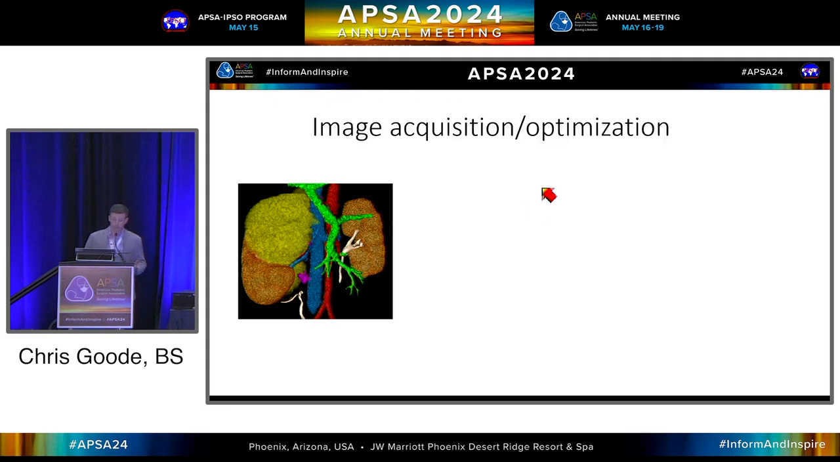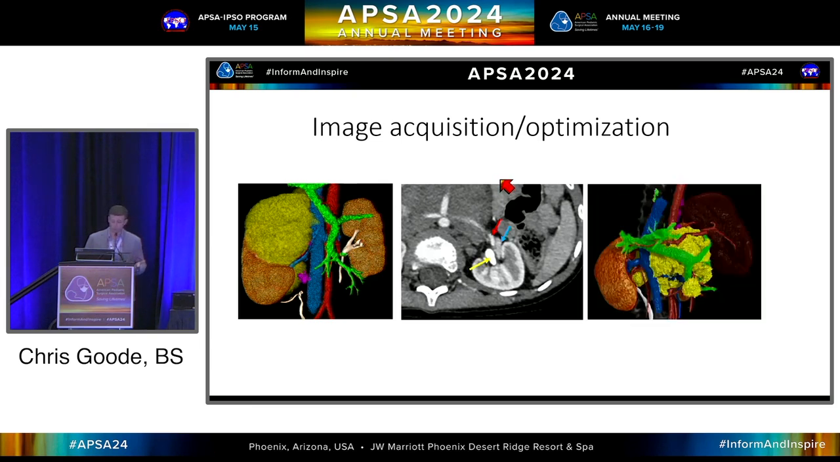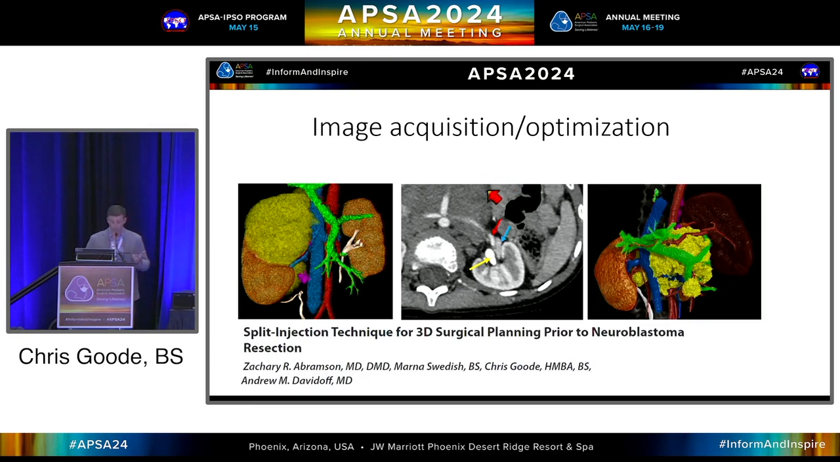So one thing you can do to eliminate that is to do what's called a split injection technique. In doing that, you're injecting the patient at 3 separate intervals and scanning them one time. So you're saving on radiation and you're able to get your arterial phase, your venous phase, and your delayed phase and make for a much more accurate and beautiful model. And we published some results on that below if you're interested.